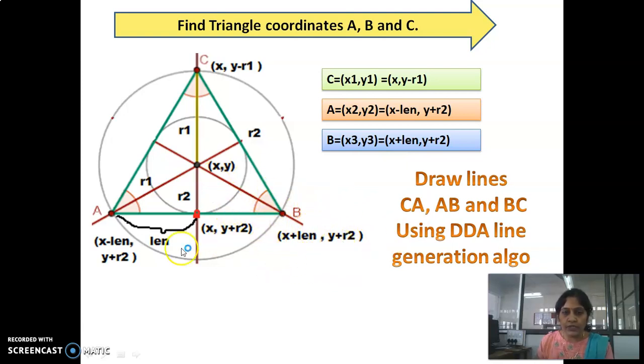Why y plus R2 is taken: because y is incrementing from top to bottom. So if this is y, then these coordinates will lie at y plus R2. And for x, we already have x minus length meaning A and x plus length meaning B. In this way we can find out the coordinates for C, A and B. Once we find the coordinates, we will apply the DDA line drawing algorithm to draw the triangle.